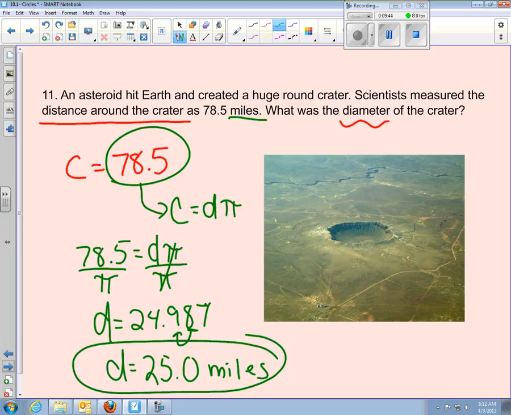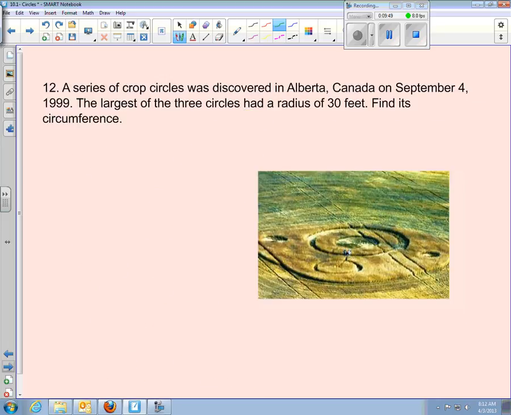So we are given the circumference, and we are able to find our diameter. All right, number 12. A series of crop circles was discovered in Alberta, Canada on September 4th, 1999. The largest of three circles has a radius of 30 feet. Find its circumference. So we're given the radius, so you can use c equals 2 pi r, and I want you to find the circumference.